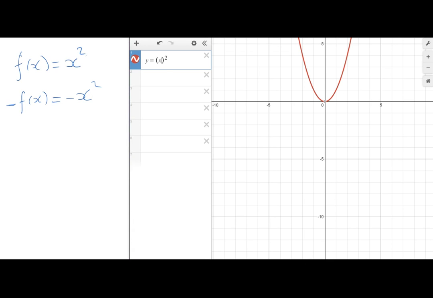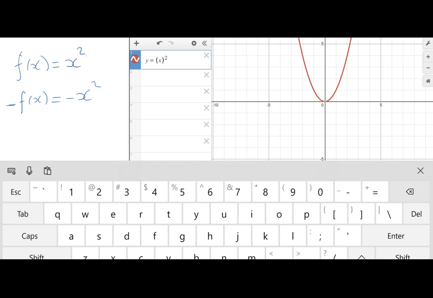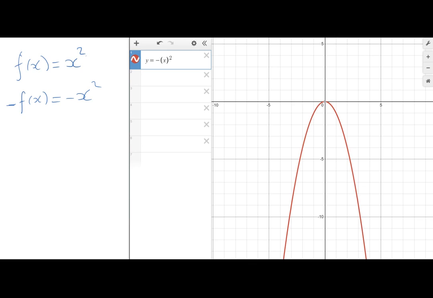Now, keep your eyes on the shape of that graph. Now, if I put the minus sign in, there you go. It's flipped, hasn't it, right? In fact, what's happened there is that it has reflected in the x-axis. So we can say if we put this minus sign in front, it's a reflection in the x-axis.